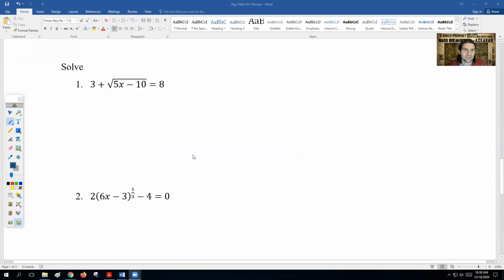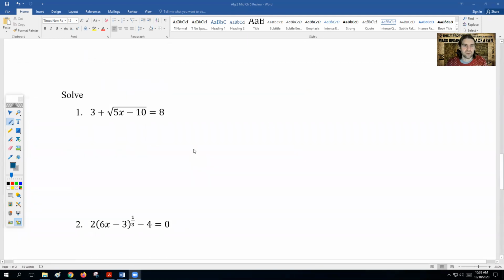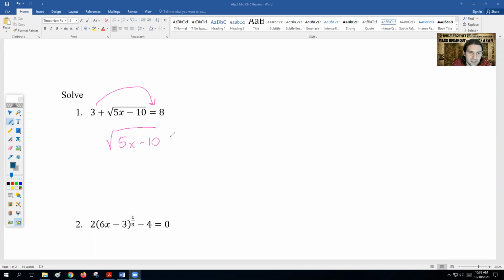Moving on. Okay, now solving radicals. Remember, when it comes to solving radicals, we need to isolate the expression first. So let's minus this 3 over to the other side. So we get radical 5x minus 10 is equal to, okay, 8 minus 3 is 5. Next thing we're going to do is square both sides. When we square the radical, it goes away. 5x minus 10, 5 squared becomes 25.